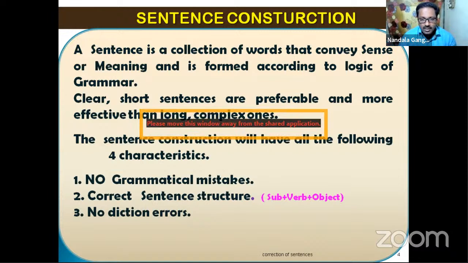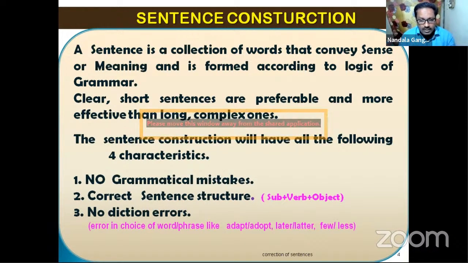For example, if you take any word, the effect, E-F-F-E-C-T effect, A-F-F-E-C-T effect. These are pronounced the same, but their usage and their meaning is different. The pronunciation is the same and the spelling is different.